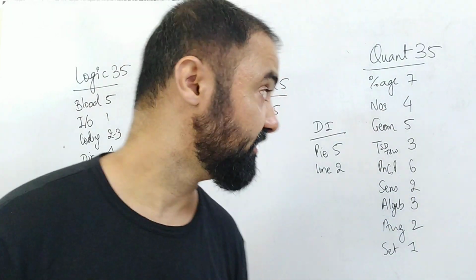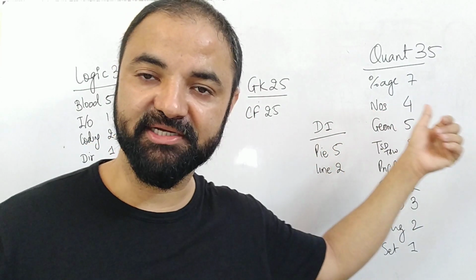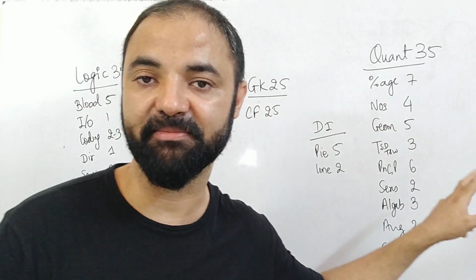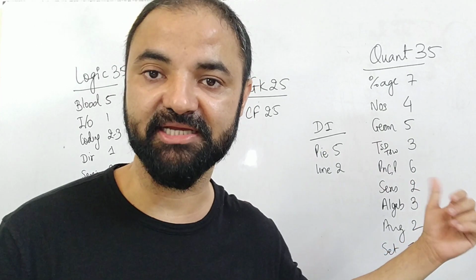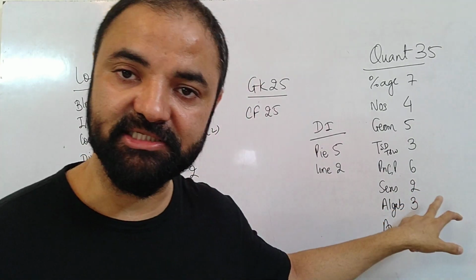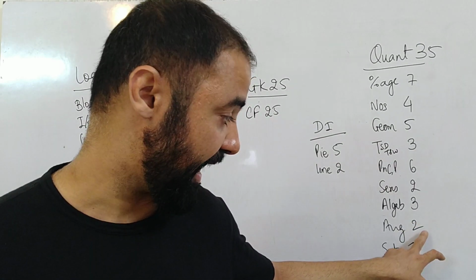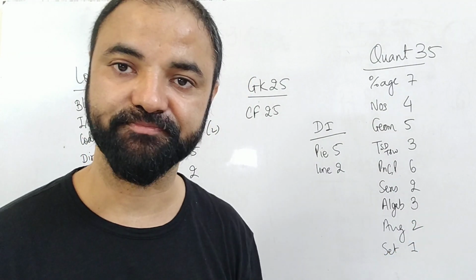Let's try to solve that. Fine. Move to the quant section. Percentage is 7 questions. Numbers 4 questions. Geometry 5 questions. Time, distance, time and work 3. PNC and probability 6. Series 2 questions. Algebra 3. Average is 2 and set theory 1.